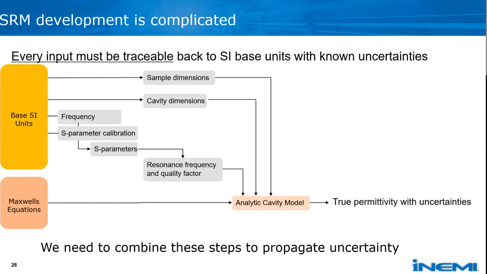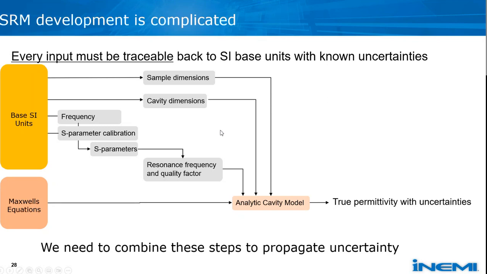So SRM development, you can imagine, is quite complicated. Every input for all of our material property measurements needs to be traceable back to the fundamental SI base units with known uncertainties. And the known uncertainties and the fact that this is all traceable is really both where the magic happens, but it's also where the difficulties lie. So we need to be able to measure our sample and our cavity dimensions. And as Mike mentioned before, something like 1 micron uncertainty on these samples is huge. So we need to be much more precise than that and have much smaller uncertainties. And we need those uncertainties to be characterized traceably.